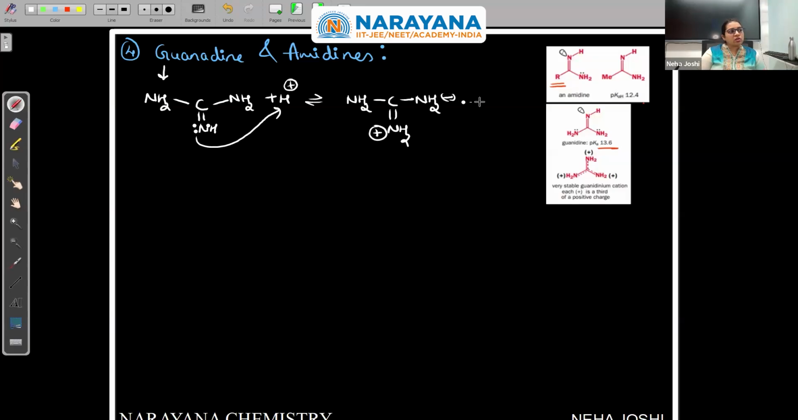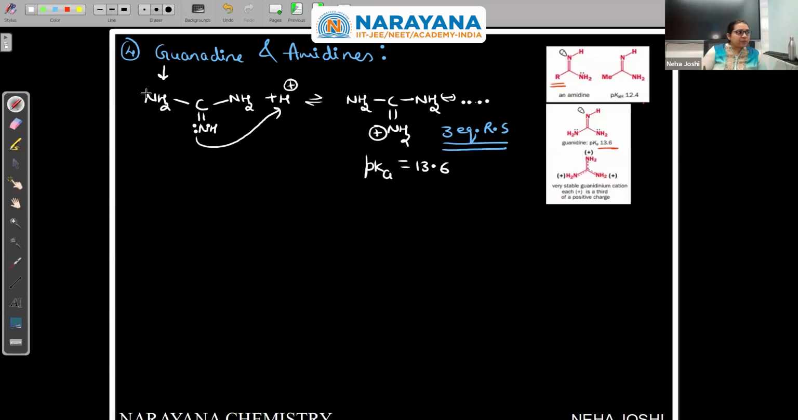And if you draw its resonance, you will get 3 equivalent resonating structures in which the octet of all involved atoms is complete. Right? So see, here is the hybrid. All 3 nitrogens are participating. And as such, the pKa of the guanidine conjugate acid is 13.6. Okay? This one's pKa is 13.6.